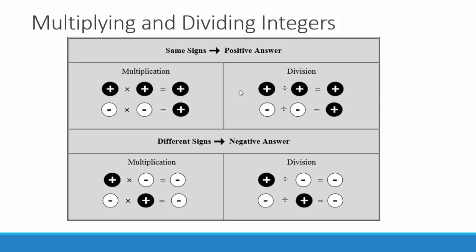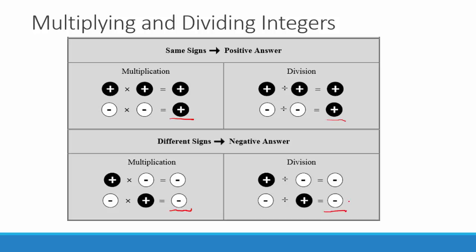When we multiply and divide integers, the rules are different from addition. If the signs are the same and we're multiplying, we get a positive number. If the signs are different when we're multiplying, we get a negative number. These rules are the same with division. If the signs are the same and we're dividing, we get a positive number. If the signs are different and we're dividing, we get a negative number.